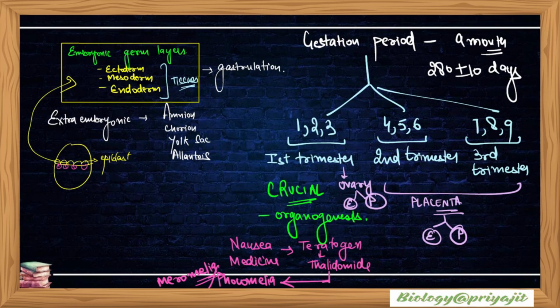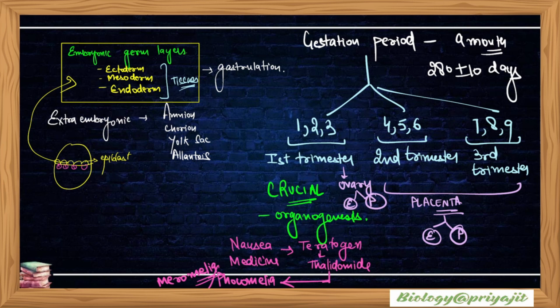The embryonic germ layers are ectoderm, mesoderm, and endoderm. These three tissue layers are formed during gastrulation, and extraembryonic membranes like the amnion, chorion, yolk sac, and allantois are also formed. The embryonic germ layers are produced from the epiblast. The gestation period is 9 months, 280 plus or minus 10 days. There are the first, second, and third trimesters.